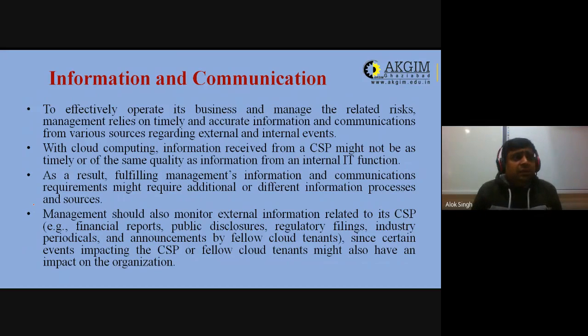Like, as a cloud client, you are continuously looking toward a better cloud service provider, so that you can switch to a better cloud service provider as per your requirements. So you should periodically check the financial reports, public disclosures, regulatory filings, industry periodicals, and other announcements by that cloud service provider, as well as other fellow cloud tenants. Okay, so that is basically information and communication.